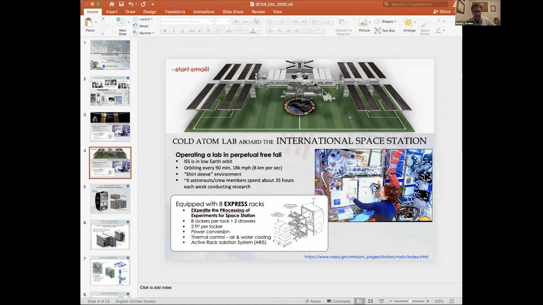And we could make use of the fact that they basically build in these express racks. You can think of them as just our standard equipment racks. There's a very structured footprint, and we can build around this set of 8 lockers. Cal uses 5 of those 8. And it provides power, it provides water and air cooling.